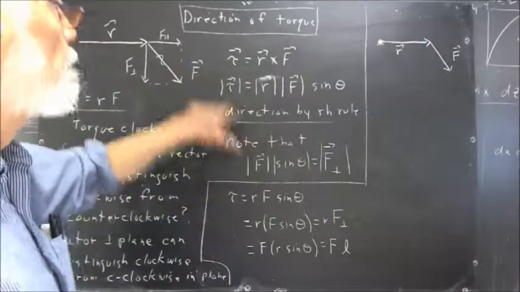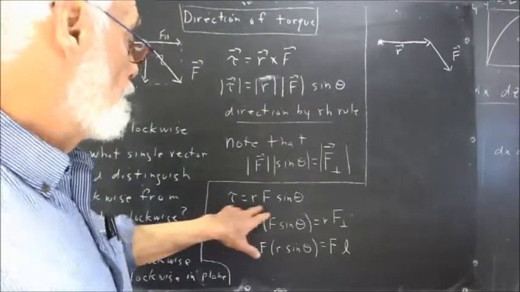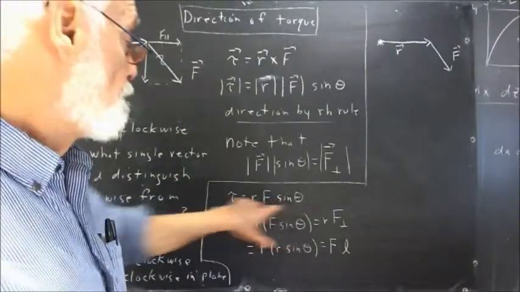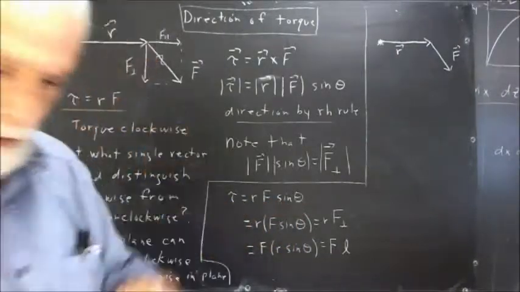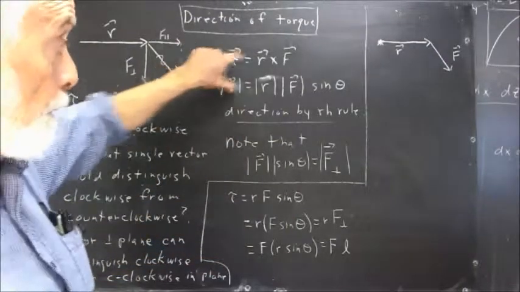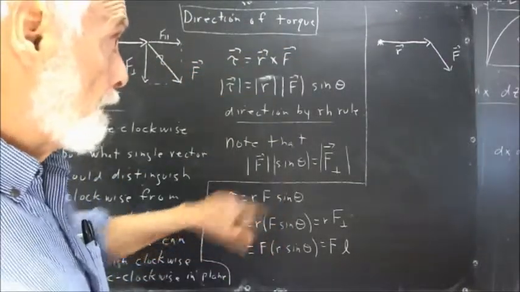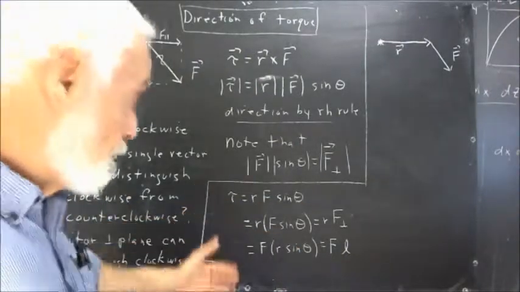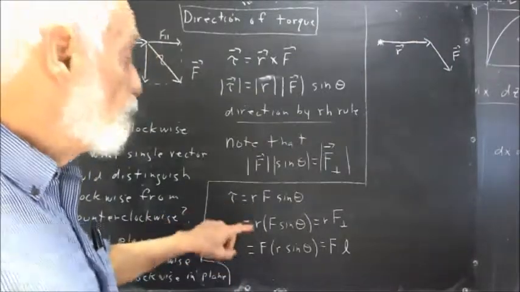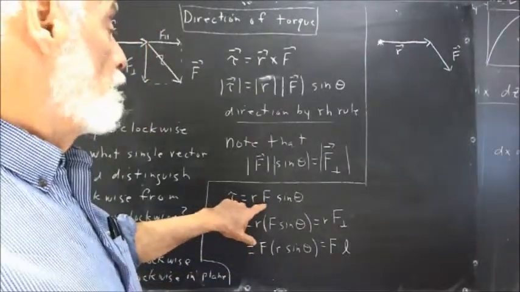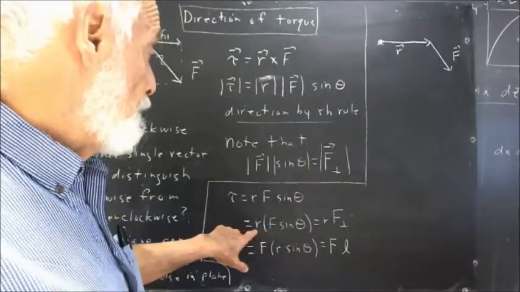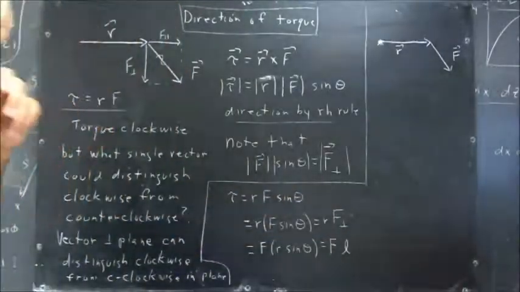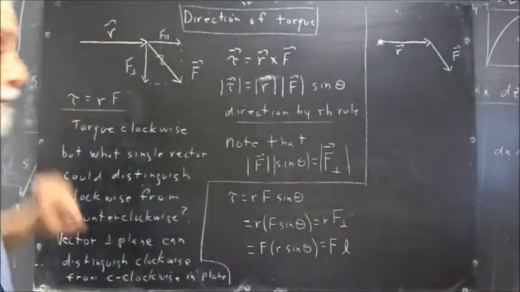Now it should be clear from this that we can write tau equals r f sine theta, where all these are magnitudes and there's no indication of direction. The direction comes from doing the cross product, but we'll just talk about the magnitude for a moment. This equation can be written in two additional ways. We can group the f with the sine theta, so we have r times f sine theta, which is just r times f perpendicular, and that's what we're looking at here.